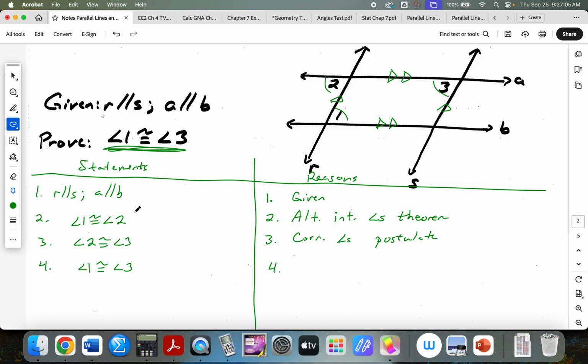One is this idea. I've taken angle 2 out and replaced it with something that's the same size. That seems fair, yes? Okay. In volleyball, when you take somebody out and you replace them with somebody else, what are you doing? Subbing, which is short for substitution. This is the substitution property.